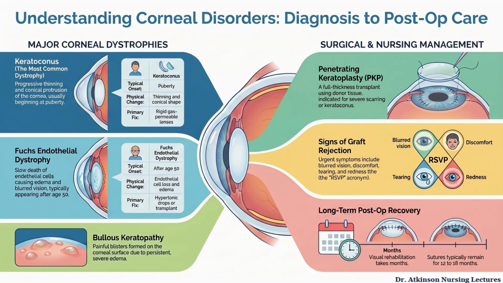Corneal disorders ultimately disrupt the eye's ability to properly focus and transmit light. Keratoconus causes anterior corneal thinning and irregular astigmatism, while Fuchs dystrophy causes endothelial failure and corneal edema. Initial treatment may include rigid gas-permeable lenses, hypertonic therapy, or bandage lenses, but advanced disease often requires corneal transplantation. High-yield takeaway: match the surgery to the diseased corneal layer. Monitor closely for graft rejection using the RSVP warning signs: redness, sensitivity or discomfort, vision changes, and pain or tearing. And remember that visual rehabilitation after transplantation may take many months.